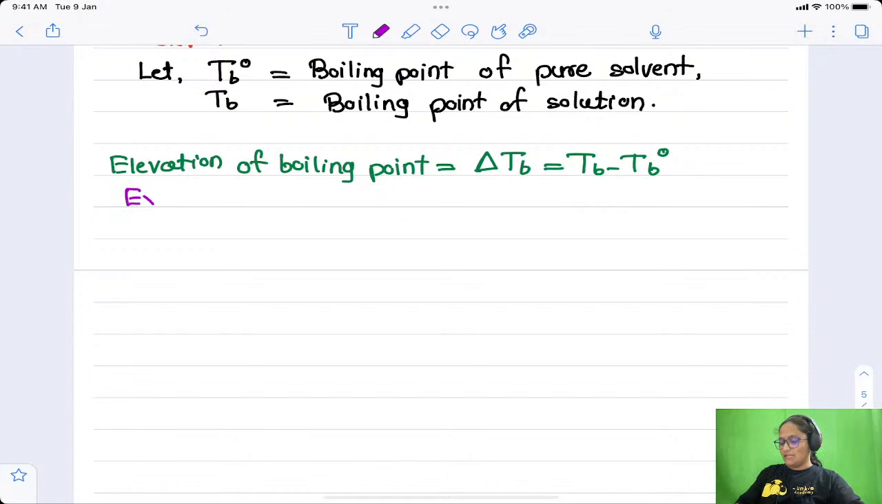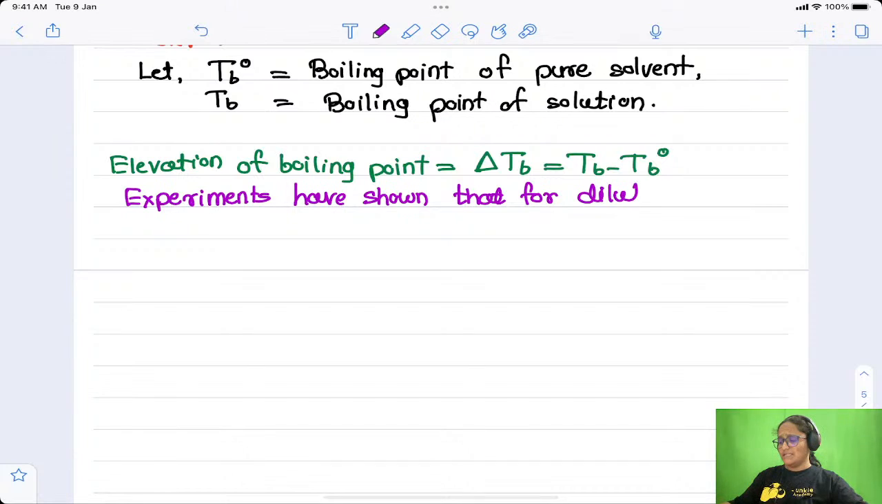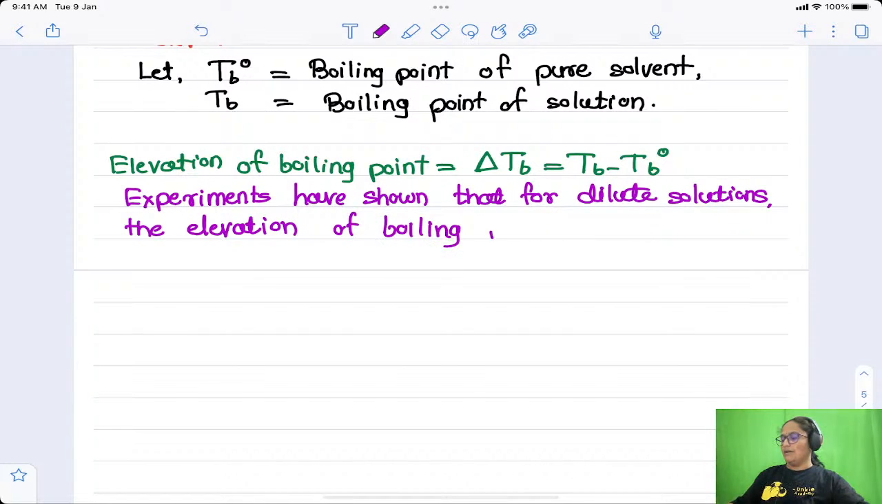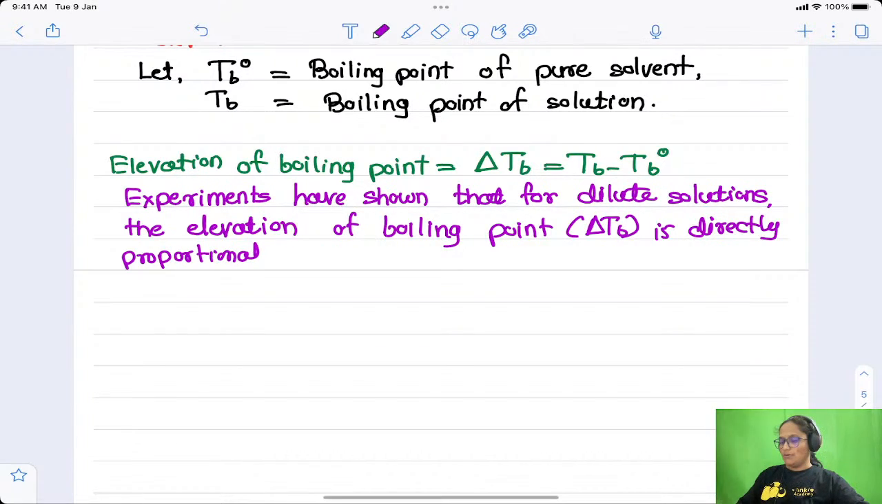According to experimental observations, experiments have shown that for dilute solutions, dilute means very less amount of solute and large amount of solvent, the elevation of boiling point, that is delta TB, is directly proportional to the molality of the solution. Molality is denoted by small m.